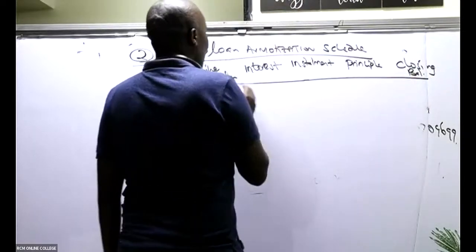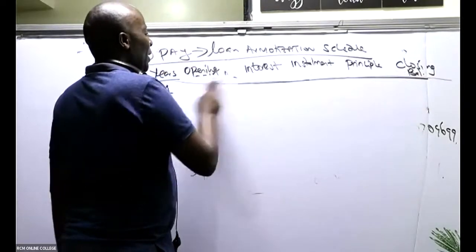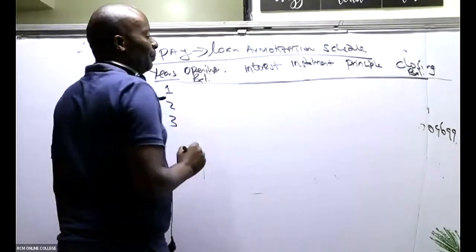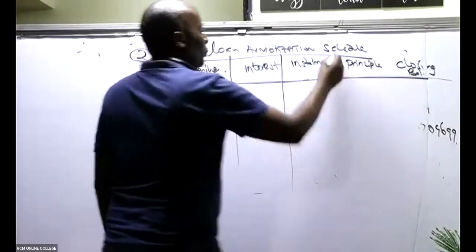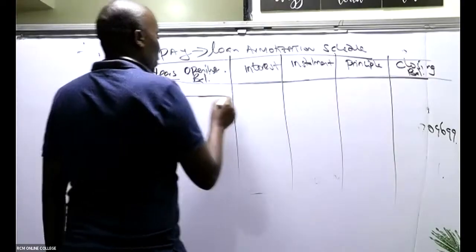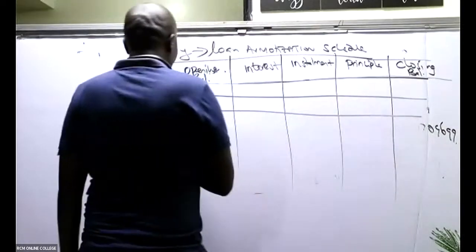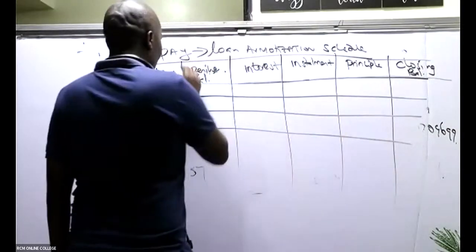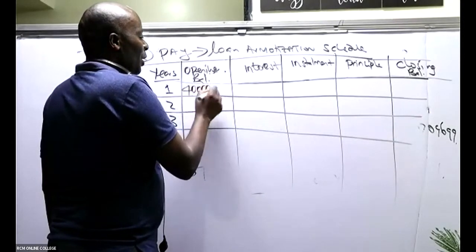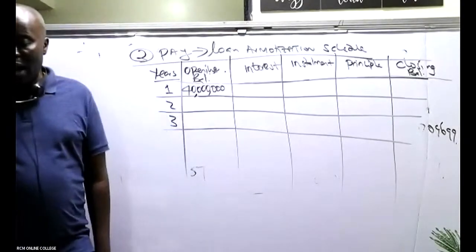So even this one can be opening balance. To avoid confusion, let's write this as opening balance, like that. Ladies and gentlemen, what do we start with here? We know our obligation is the total lease liability, the one we said we work with, the 40 million. That's our opening obligation at the beginning of year 1.